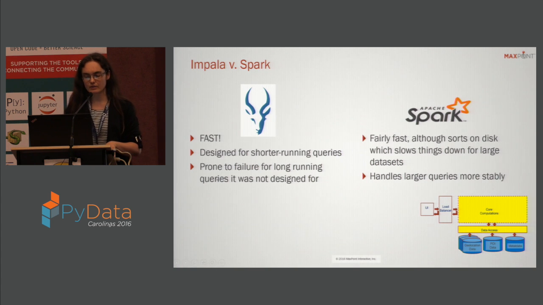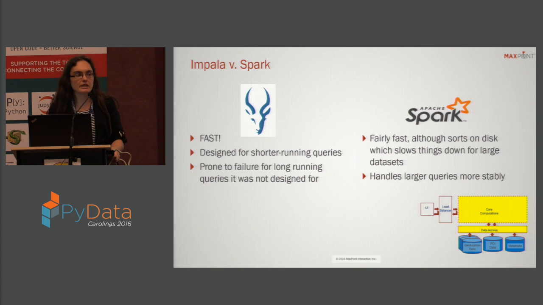And so we learned something, and we're moving over to Spark because it's fairly fast. It's not as fast as Impala for some things. It's sorting on disk, which can slow things down for large data sets. But it's really stable. It handles larger queries more stably, and that's really what we need. We need to be able to send out a request and get it back. It's important.